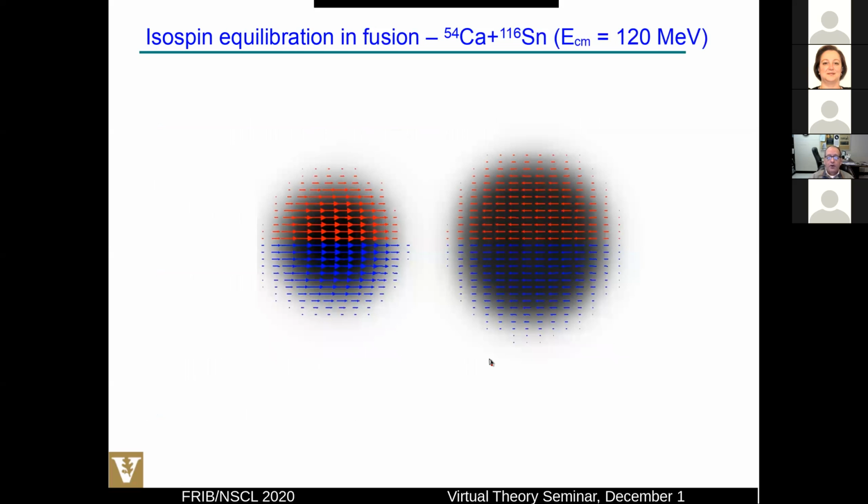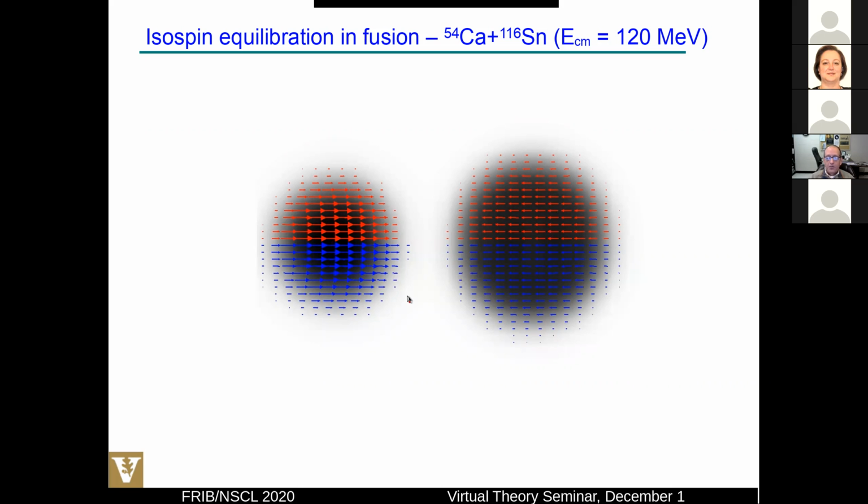So here I'm going to show you, just for the isospin transfer, a short movie. In this case, the system actually fuses, but what is shown here are the neutron and proton currents. And the upper half shows the protons and the lower half shows the neutrons. And I'm going to play the movie.